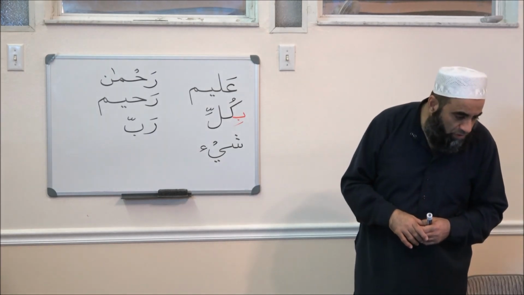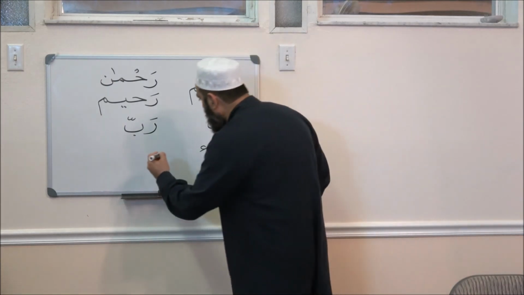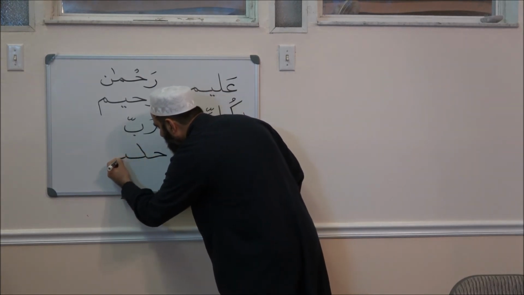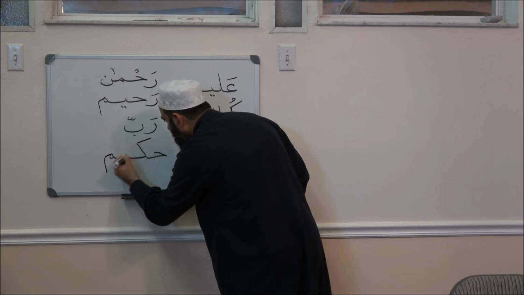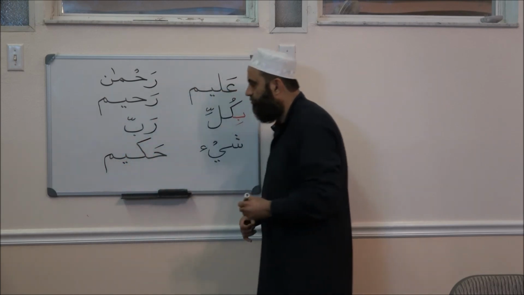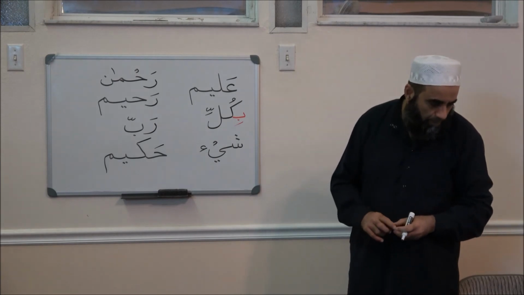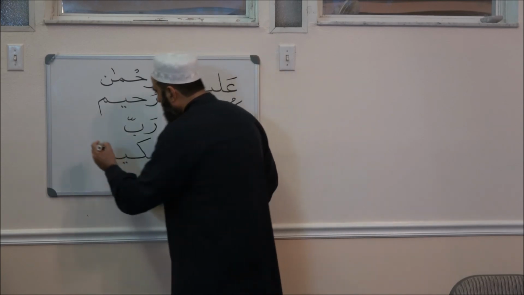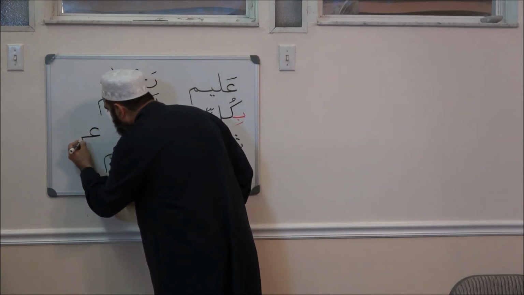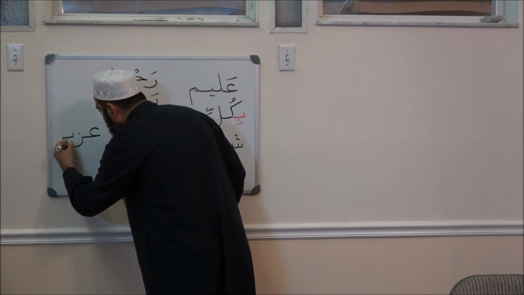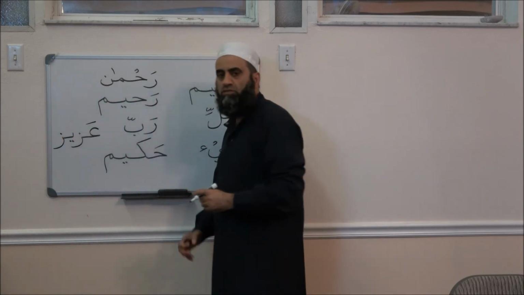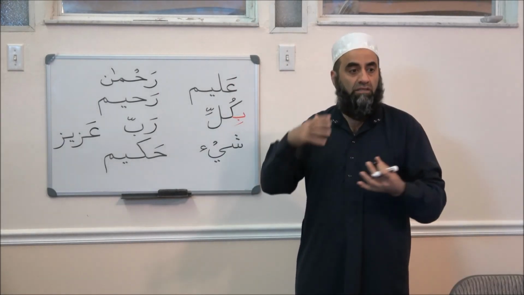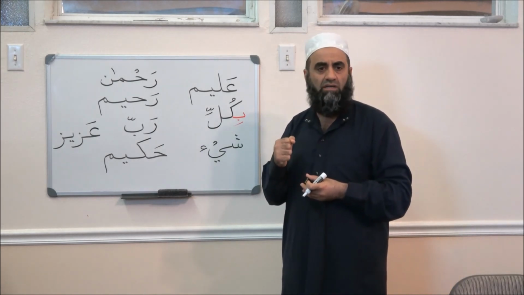And then we covered the word Hakim. What was Hakim? Wise. And then? Aziz. I'm gonna write here the word Aziz. Aziz comes from Izzah, which means might, power, the upper hand, all pride belongs to Allah subhanahu wa ta'ala. Aziz from the word Izzah, might.